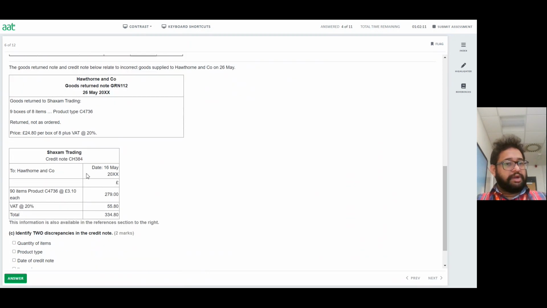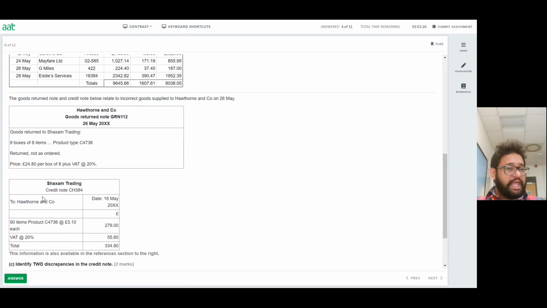So if you look at that here, the credit note has been given for 9 here, the goods return note for 9 items. Here it is for 90 items, and therefore a different amount as well. If you look at the price, is it different than what they have said here? Let me see. Oh, maybe that's right. £24.80 divided by 8. Yeah, it is £3.10. If you notice, this is a box of 8 and they have given the individual amount. So that is absolutely fine. This is incorrect. 90 items, it's not right. Okay, so the quantity item is wrong.